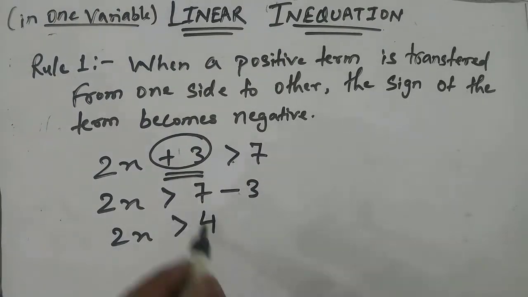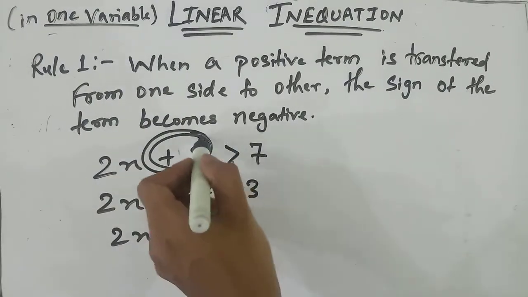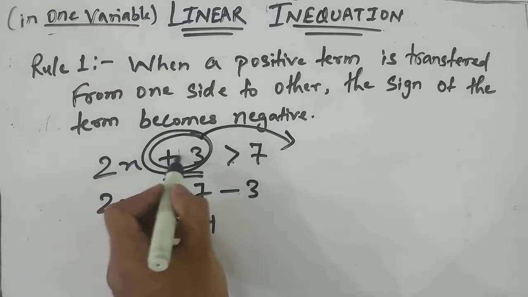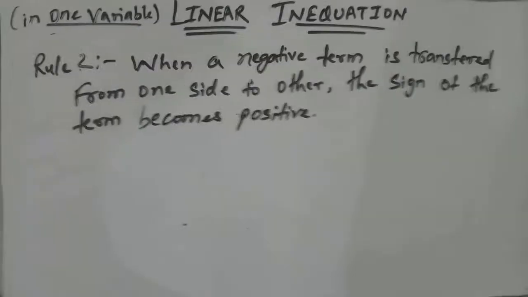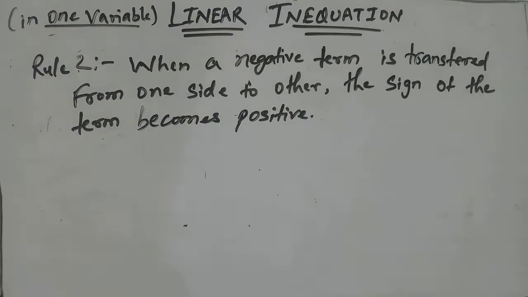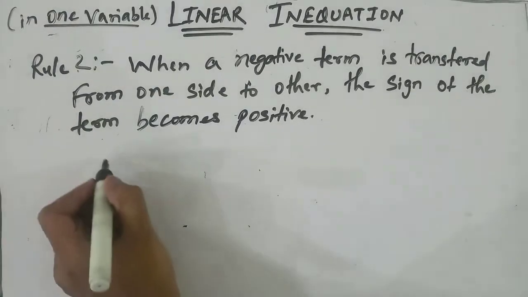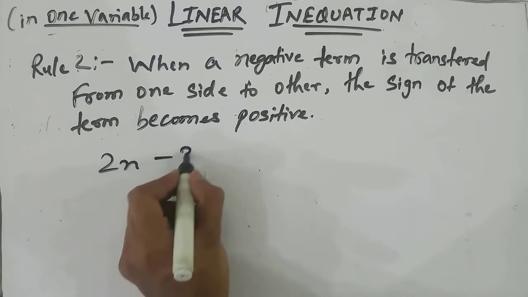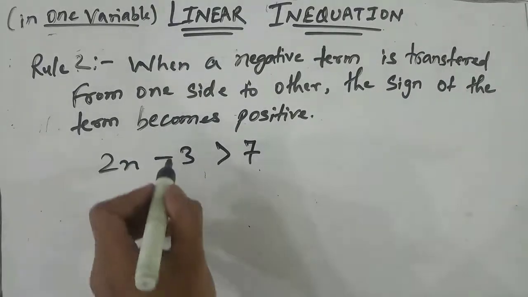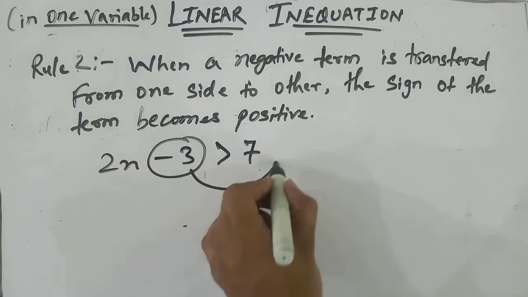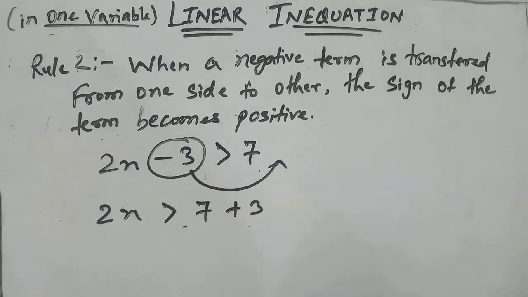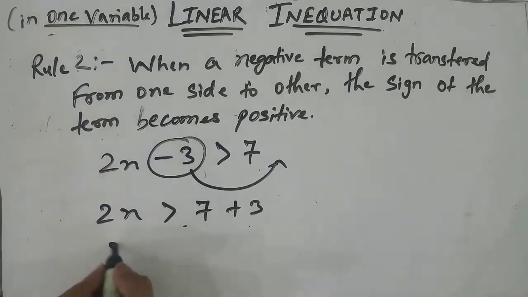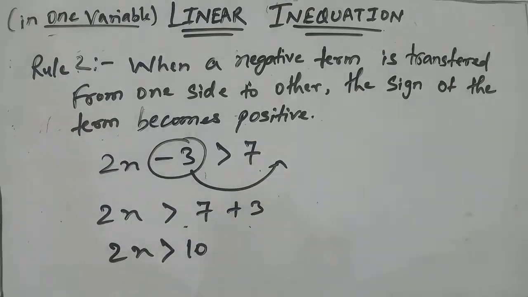So in rule 1, if a positive term is shifted from one side to the other side, the sign of the term changes, that is, it changes to a negative sign. Now the second rule: when a negative term is transferred from one side to the other, the sign of the term becomes positive. Like if we write 2x minus 3 is greater than 7, here the term is negative. So when this term is shifted to this side, the term becomes positive, that is 7 plus 3. This is rule number 2. It comes 2x greater than 10.